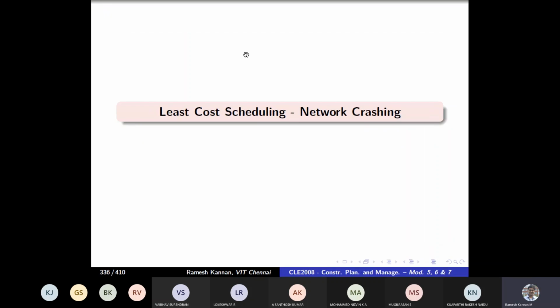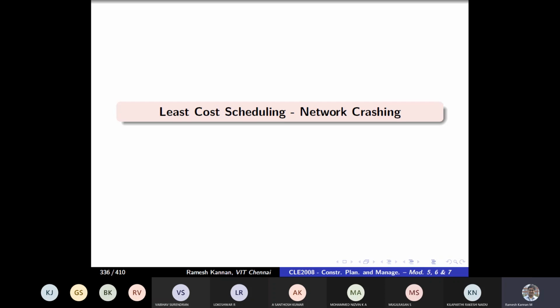Before we get into the actual methodology, let's talk about what least cost scheduling is. In a project, you can compress it to some degree based on some time variation or change of time in a particular activity, so that you can accomplish the task early. So that is what we can achieve.